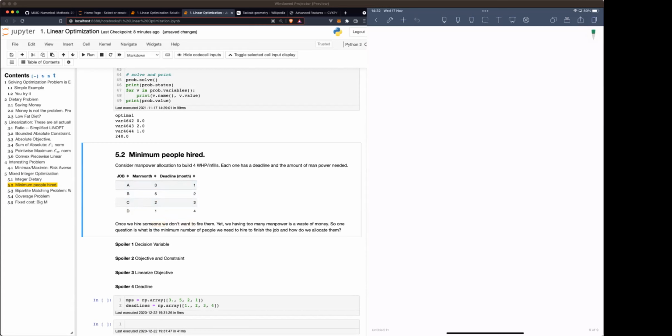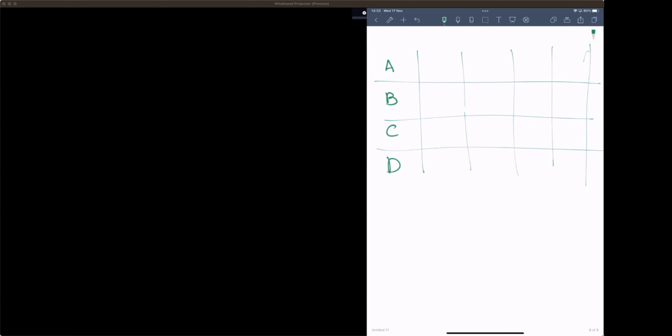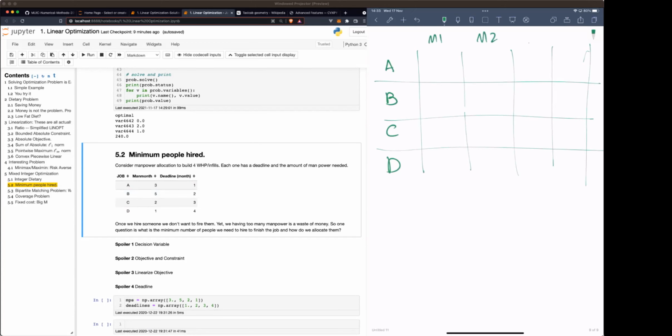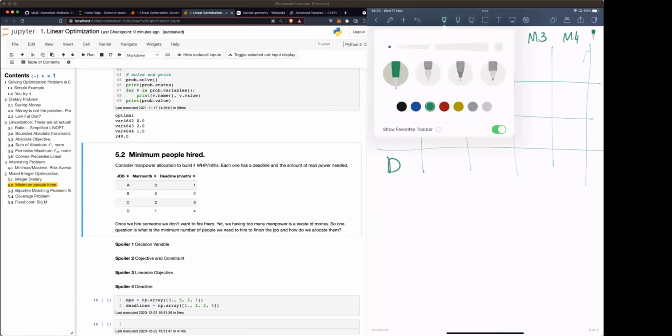Okay, so you want to make a schedule. You want to make some sort of a schedule, for example, the picture on the right. So you have A, B, C, and D. You want to make some schedule such that the deadlines are 1, 2, 3, and 4 months. This is month 1, month 2, month 3, month 4.